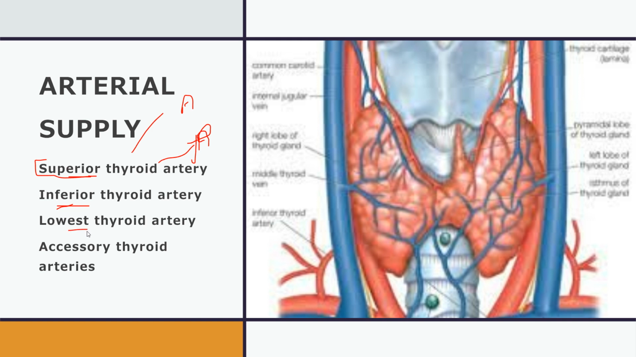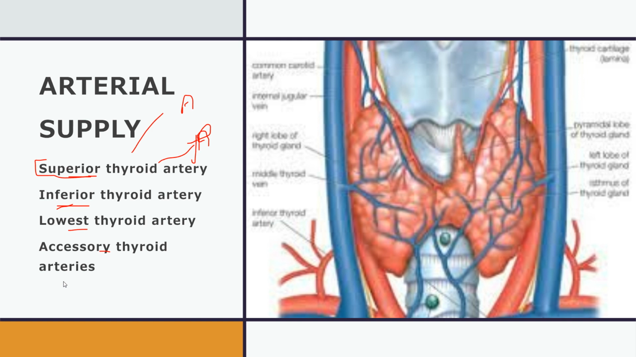Only 3% of individuals have this lowest thyroid artery, also called the thyroidea ima artery, which arises from the brachiocephalic trunk or directly from the arch of aorta. It enters the lower part of the isthmus. Next, accessory thyroid arteries, which arise from tracheal and esophageal arteries, also supply the thyroid.